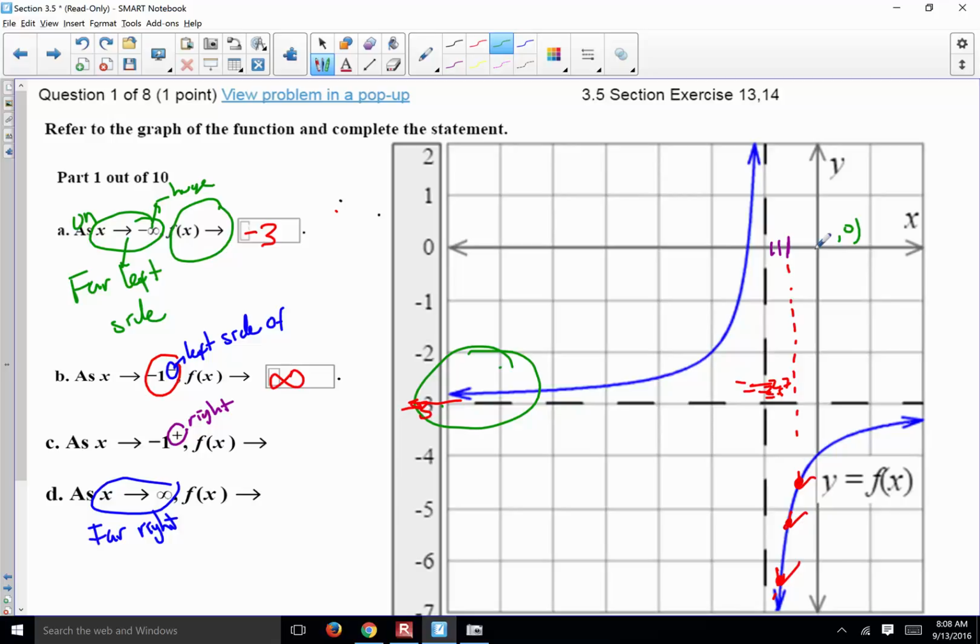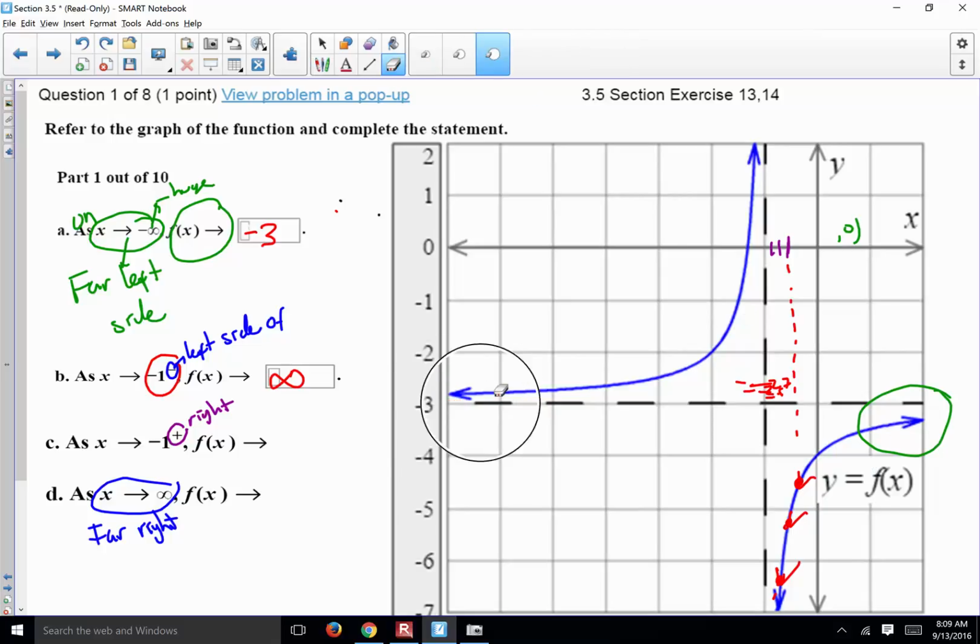Just spot the far right end of this blue curve. The far right end is this. Is this arrow going towards a finite, fixed value? I'm getting really close to it. What is it? Still -3. This line is -3. Actually, -3 is a horizontal asymptote, right? We call this a horizontal asymptote.